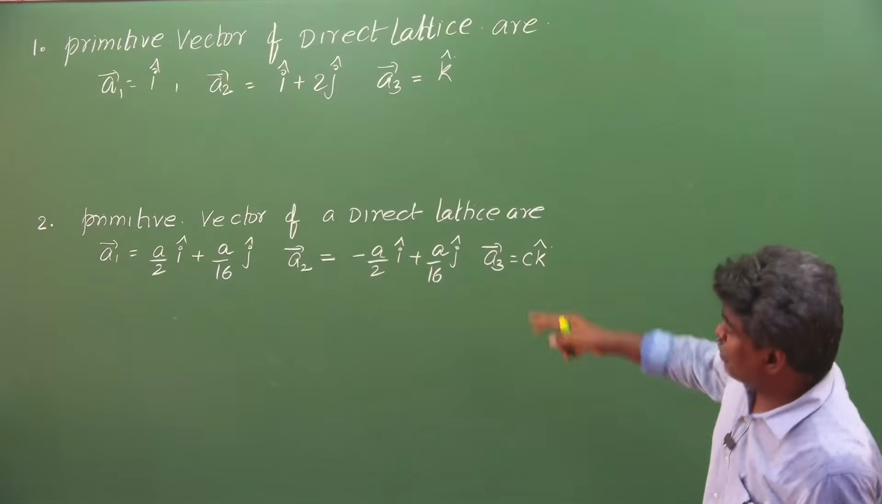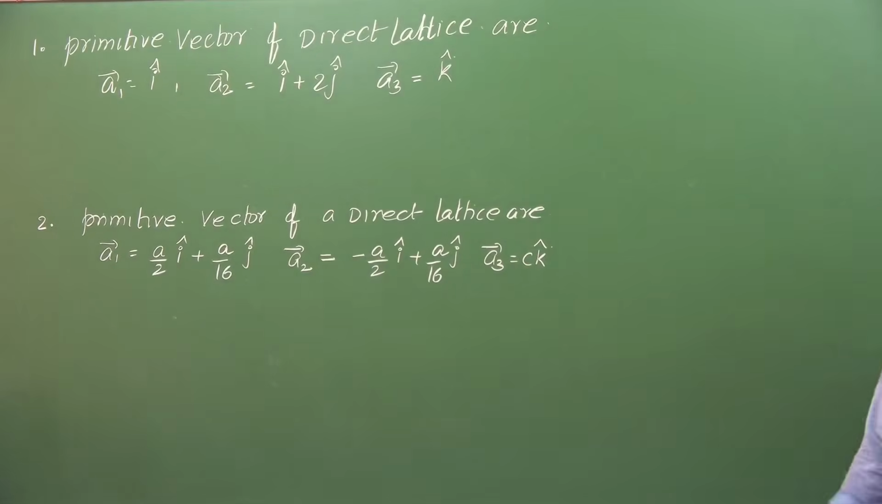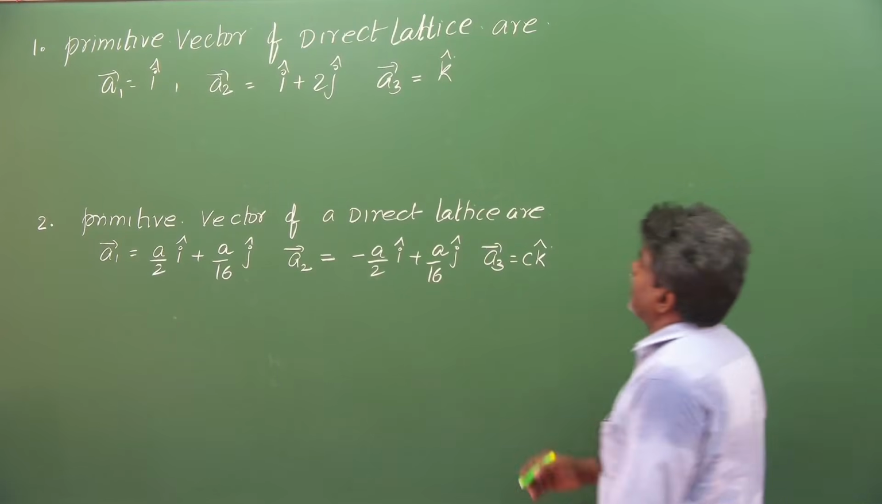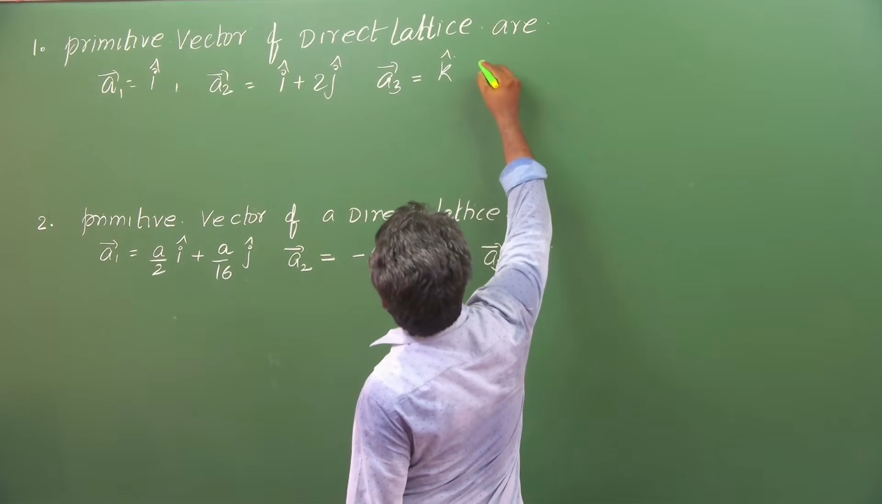Next, do these two problems, GATE questions. Primitive vectors of the direct lattice are given. They are asking to find the reciprocal primitive vectors.